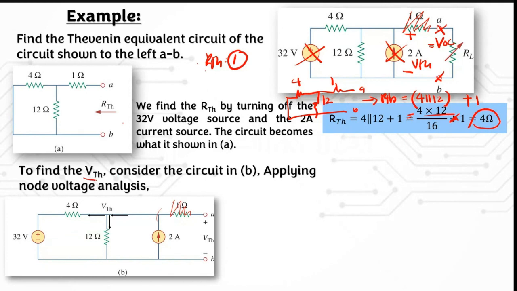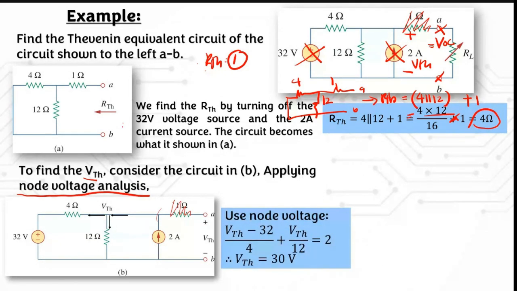For VTH, you can use node voltage analysis, or if you are comfortable with another method, you can just use that. But for this example, I'm using node voltage analysis. If you remember, node voltage analysis is about the summation of positive current being equal to the summation of negative current. So this is the node voltage.